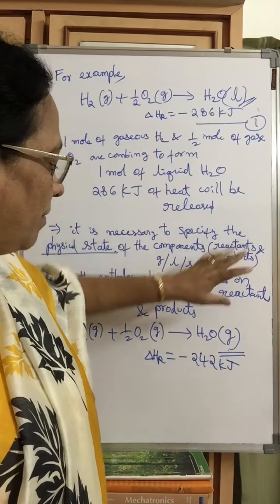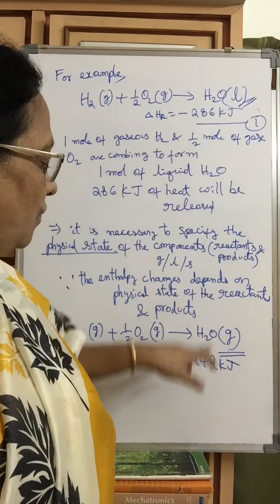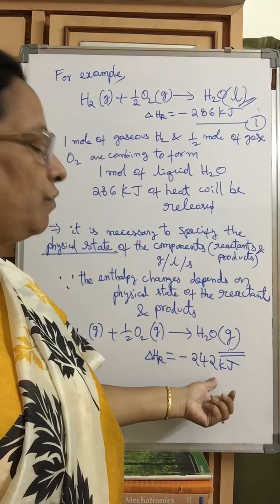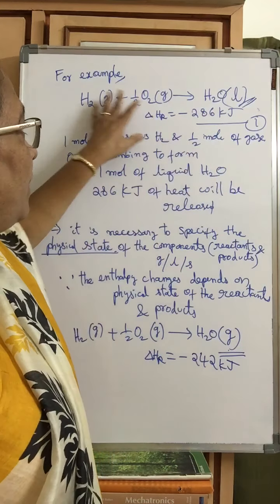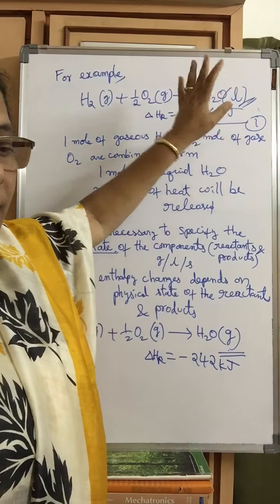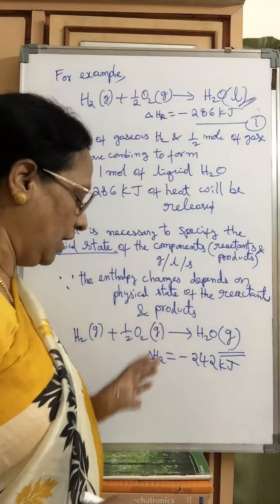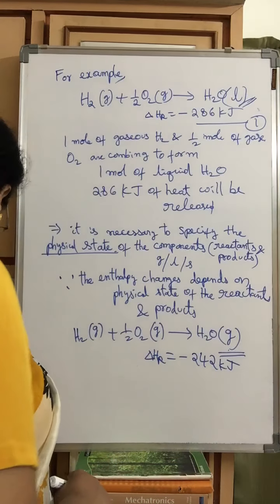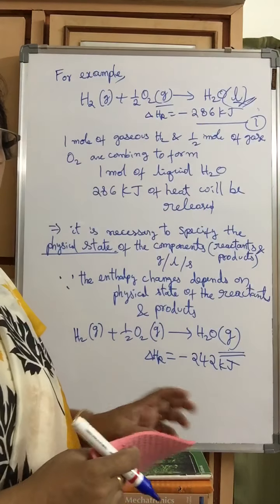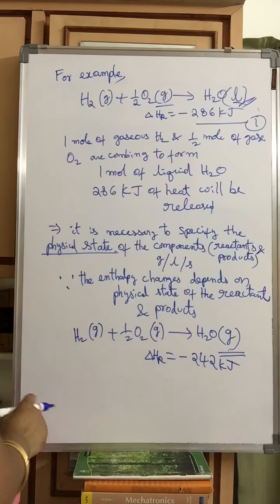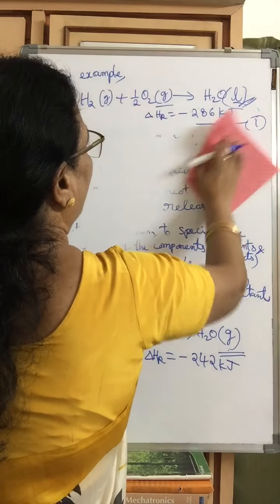The reaction is the same, but the physical state here is gaseous, here it is liquid. So if it is gaseous, only 242 kilojoules are required; in the liquid state more is required. That is why, whenever you write a stoichiometric equation and represent heat of reaction values, it is necessary to mention the state of the reactants and products in brackets. And one more point we will see.